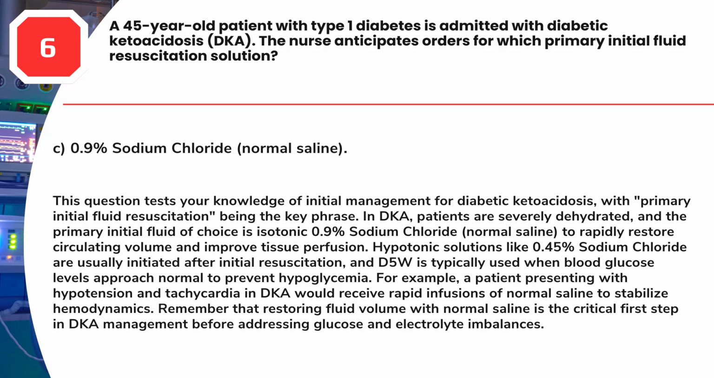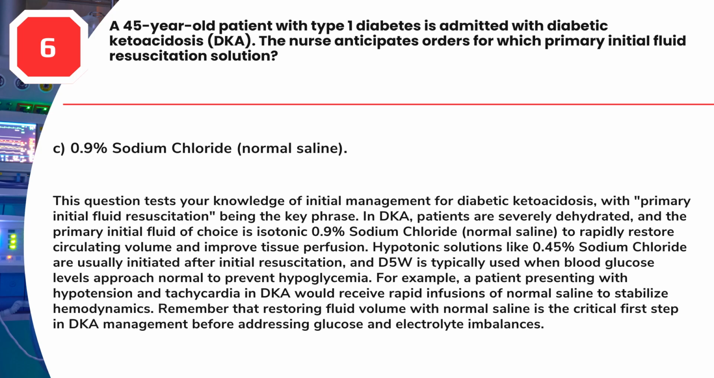Answer: C. 0.9% sodium chloride, normal saline. This question tests your knowledge of initial management for diabetic ketoacidosis, with primary initial fluid resuscitation being the key phrase. In DKA, patients are severely dehydrated, and the primary initial fluid of choice is isotonic 0.9% sodium chloride, normal saline, to rapidly restore circulating volume and improve tissue perfusion.